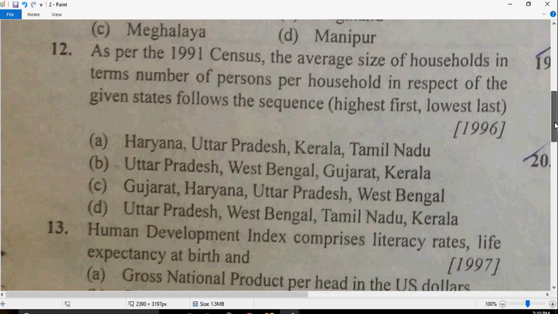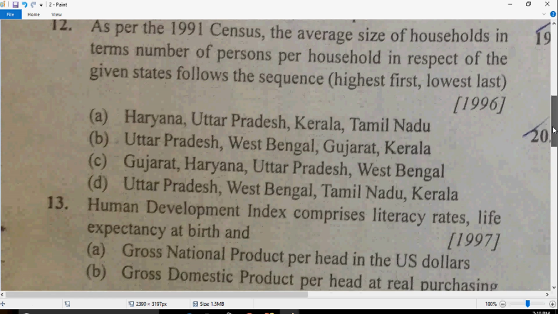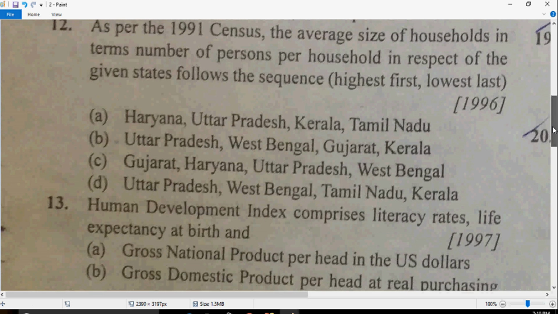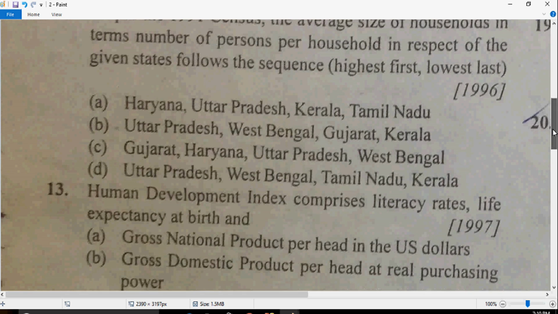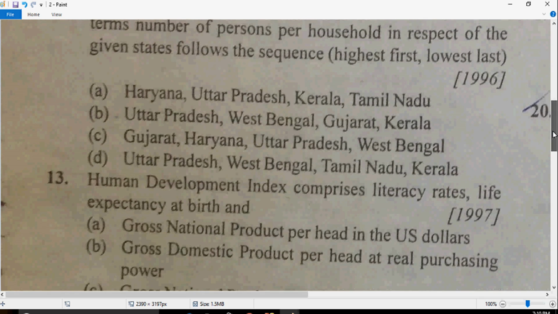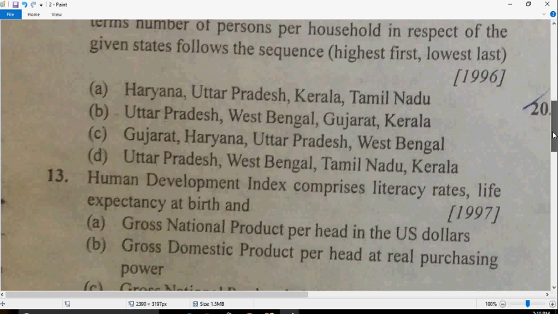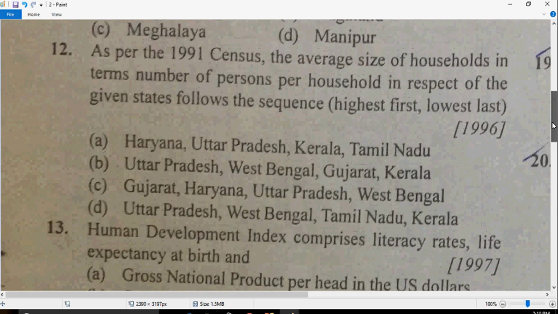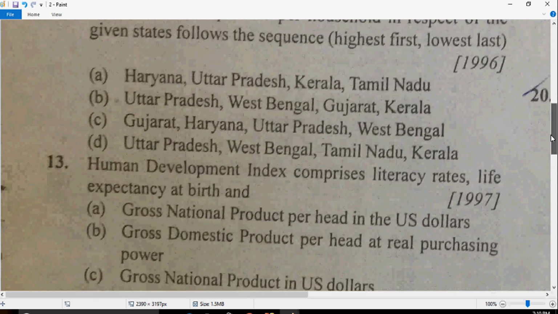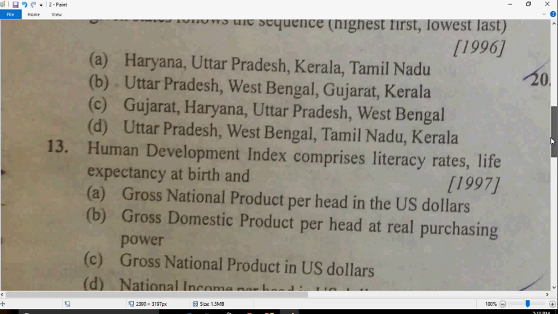As per the 1991 census, the average size of household, in terms of number of persons per household, in respect of the given states follows the sequence: highest first, lowest last. So let's see which one is going to be the correct answer here.